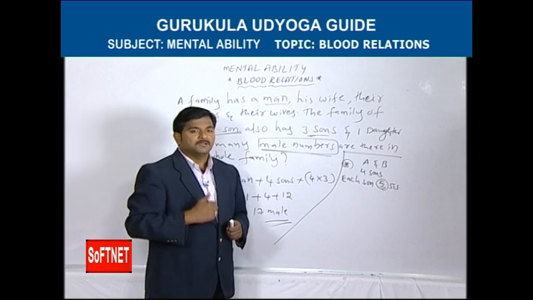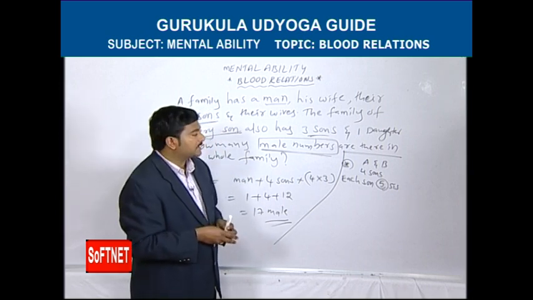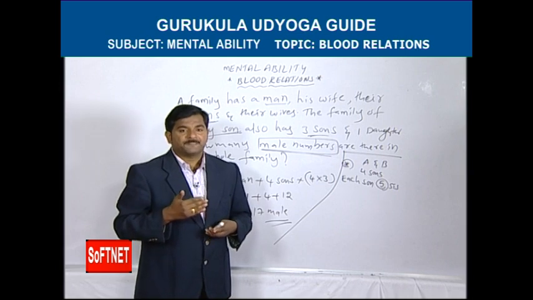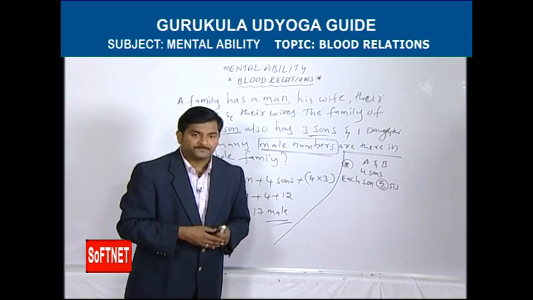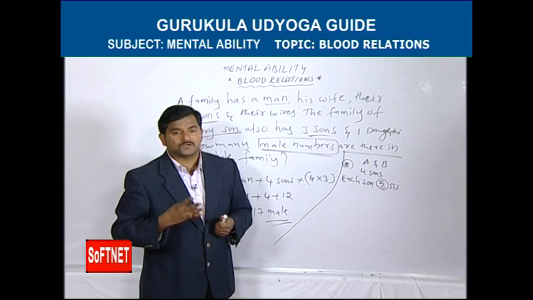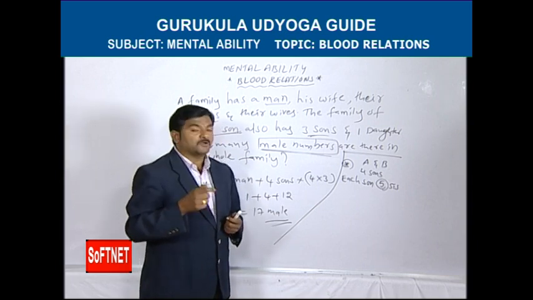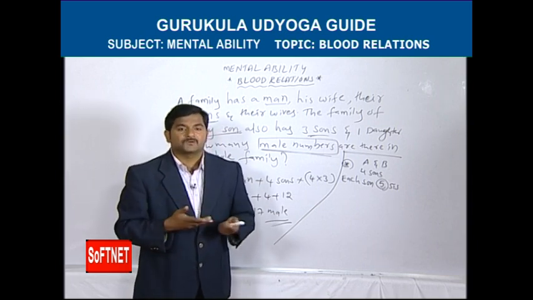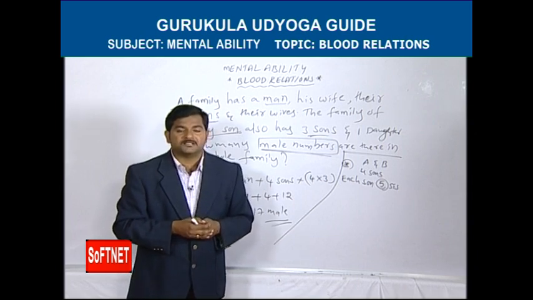Simple question. By oral you will get the idea. The question is: A and B are the wife and husband in a family. They are having four sons. Each son is having five sisters. How many members are there in the family?